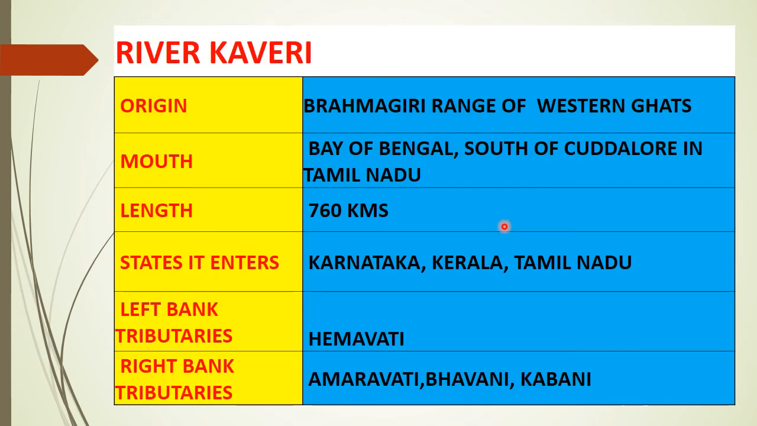Now a quick recap for River Kaveri. Origin is Brahmagiri range of Western Ghats, mouth is Bay of Bengal, south of Cuddalore in Tamil Nadu. Length is 760 kilometers. The states it enters are Karnataka, Kerala and Tamil Nadu. Left bank tributary is Hemavati and right bank tributaries are Amravati, Bhavani and Kabani.